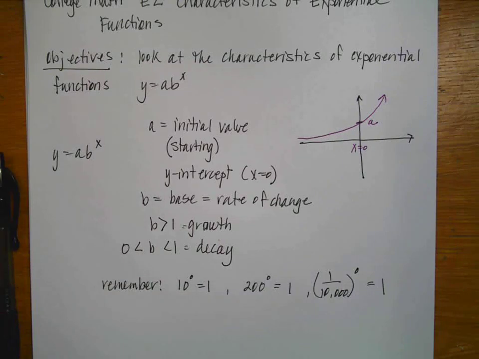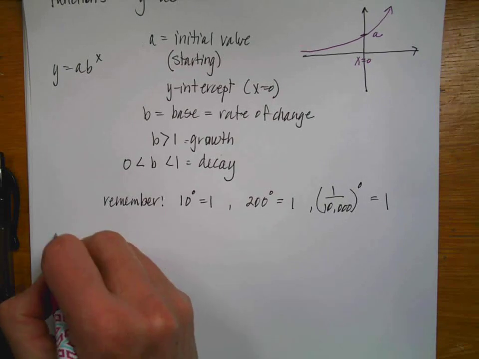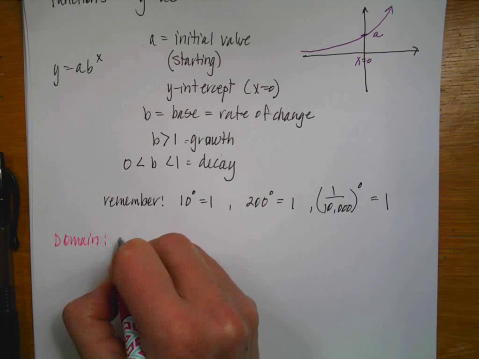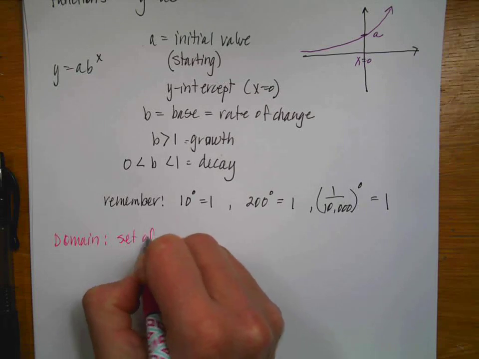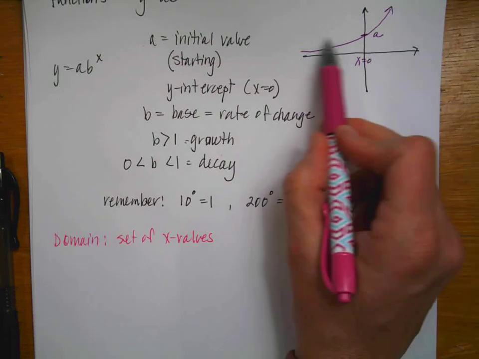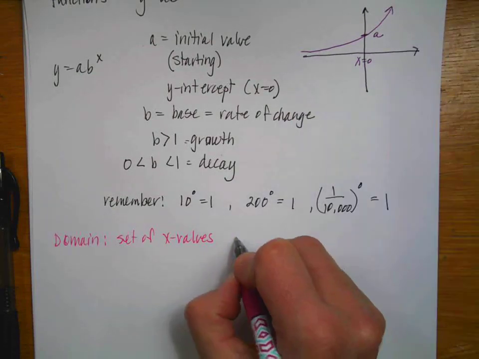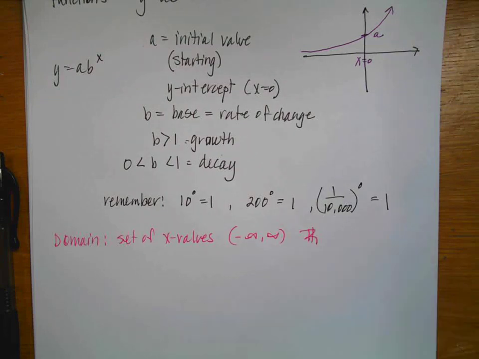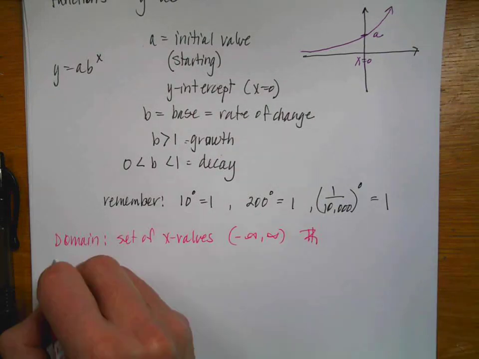And then B is going to determine how fast our curve grows. A couple other things to notice about our particular function. The domain, and I'll write domain. Remember that domain is the set of x values. And for these, the x's can be anything. So the domain is negative infinity to positive infinity, all real numbers.